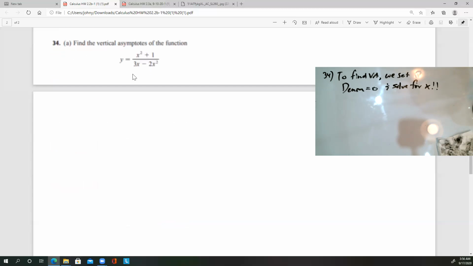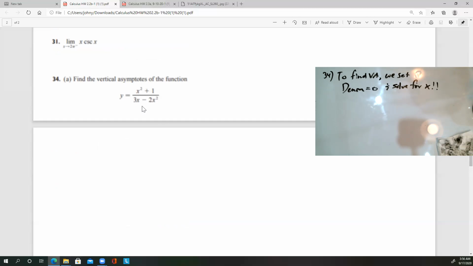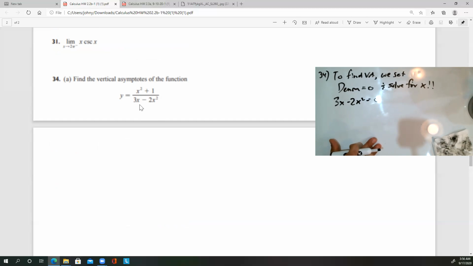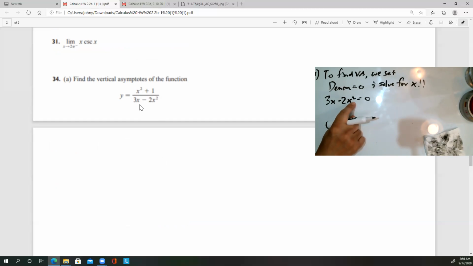So here it is, number 34. Where's the denominator? It's right over here, right? So we set 3x minus 2x squared equal to 0 and solve for x. We know that this is quadratic in nature, so you should know how to solve it. By the way, since there's no constant term, I'm going to factor out an x. What do you get? x times (3 minus 2x) equals 0. If I distribute that in, x times 3 is 3x, minus x times 2x is 2x squared, right? How do we solve this?